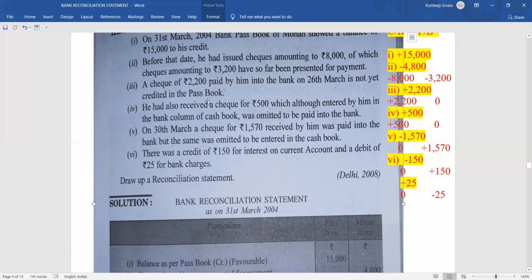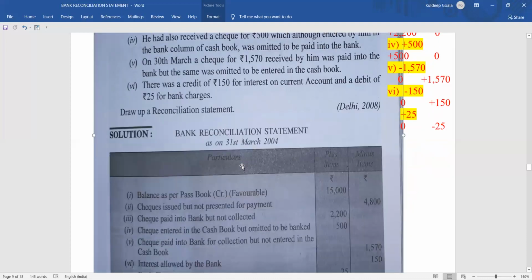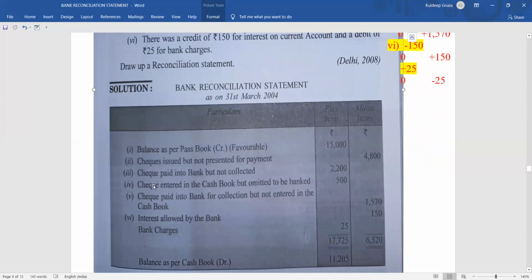So what will you write? Check deposited in the bank, or you can mention check paid into bank but not credited, or check deposited but not credited. Okay, here it is mentioned check paid into bank but not collected, same thing, no problem. You can change the wording here. Check paid into bank but not collected, 2,200 in the plus item.